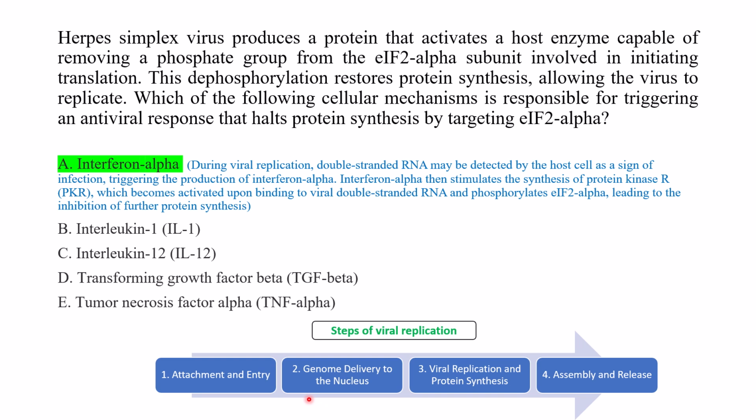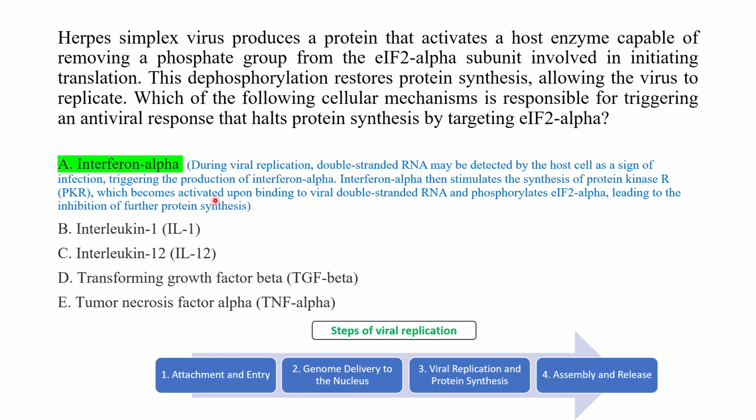In the second step, which is the genome delivery to the nucleus, the capsid travels along microtubules to the nuclear pore and injects viral DNA into the nucleus. The genome is circularized and begins the early phase of viral gene expression. In the third step, which is the viral replication and protein synthesis, the viral genome is replicated and proteins are synthesized in phases. And in the fourth step, which is the assembly and the release, new viral DNA is packaged into capsids, which gain their envelope by budding through host membranes, and mature virions are transported and released from the cell to infect new targets.